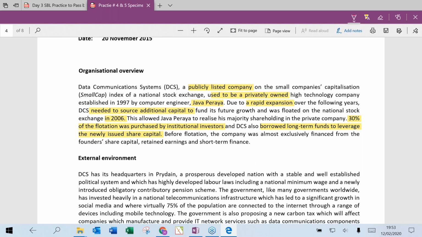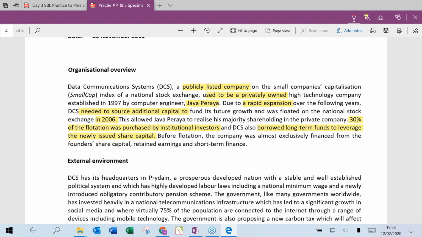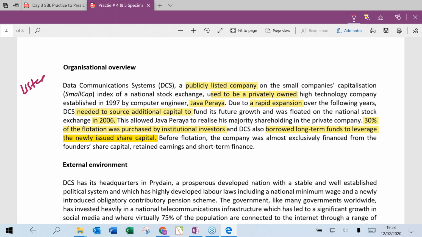Okay, so let's do our referencing. What is the information here? It is a listed company. And this one is important: long-term borrowing. And 30% institutional investor.